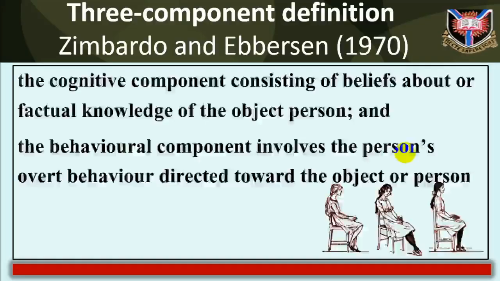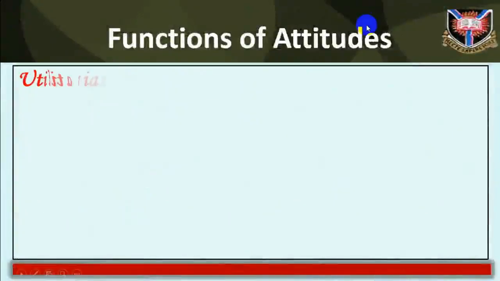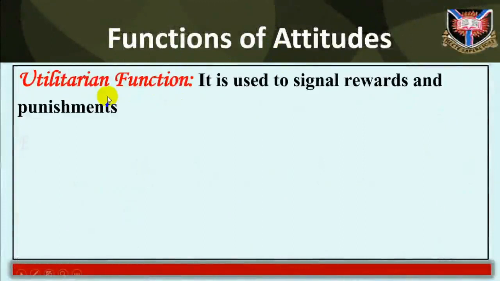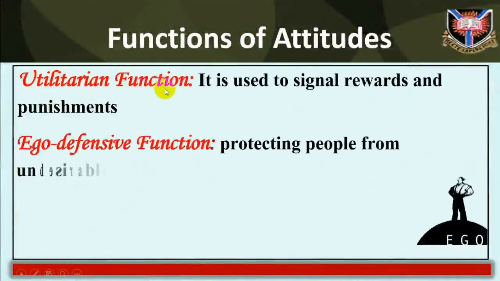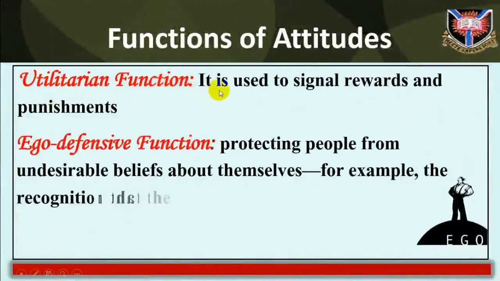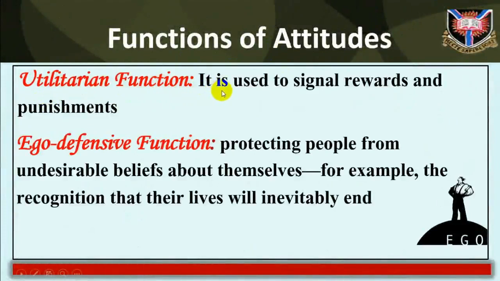Functions of attitudes. Attitudes serve several functions which include: 1. Utilitarian function, where attitudes serve a utilitarian function signaling rewards and punishments. 2. Ego defensive function, where attitudes can serve an ego defensive function protecting people from undesirable beliefs about themselves, for example, the recognition that their lives will inevitably end.